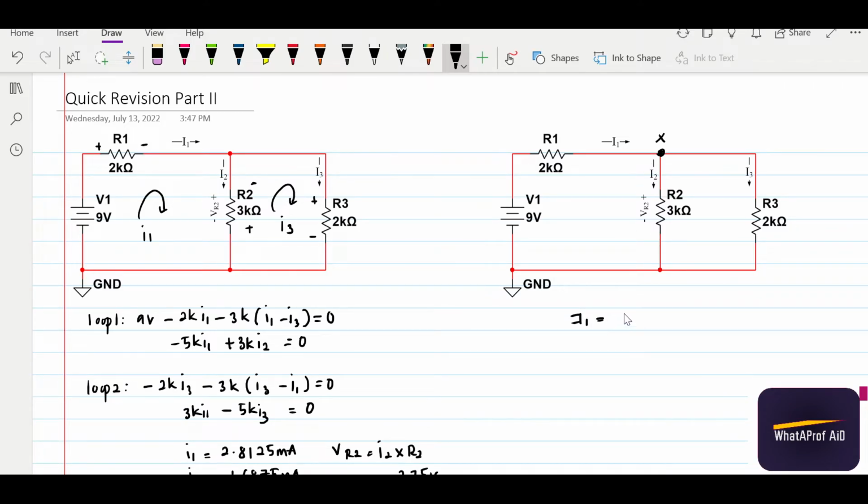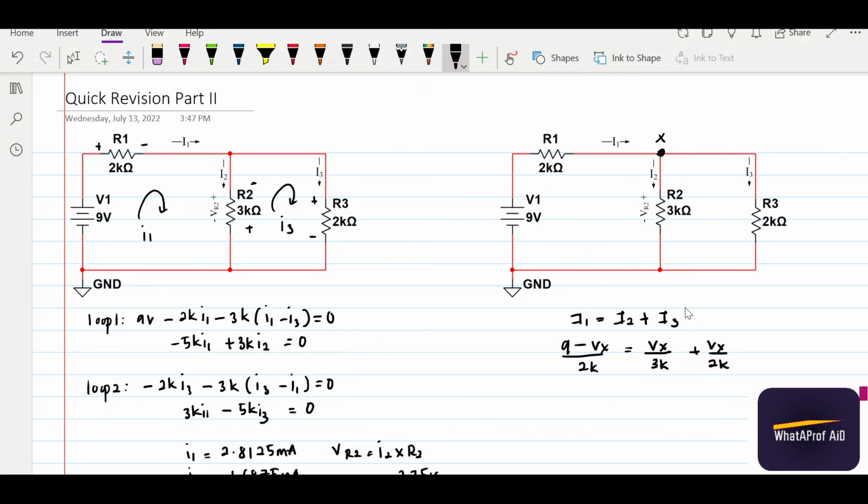So I1 equals I2 plus I3, and I1 is actually V1 minus Vx over the resistance here, and since V1 is already given, we just use 9 minus Vx over 2k, equals I2, which is Vx over 3k, plus I3, which equals Vx over 2k.